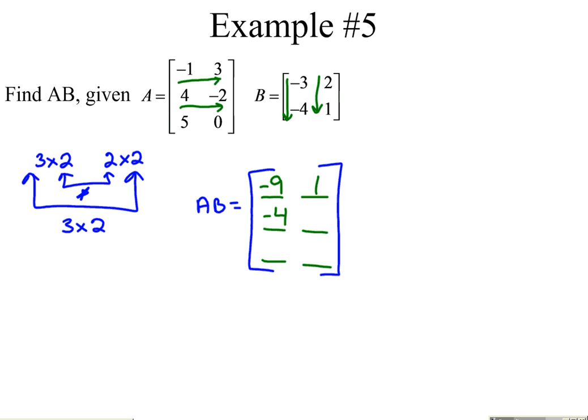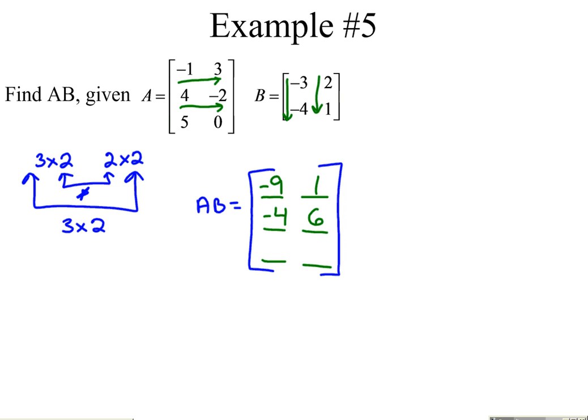Row 2, column 2 entry. Row 2, back to column 2. Start at the beginning of the row, top of the column. We have 4 times 2 is 8. 8 plus a negative 2 is 6.